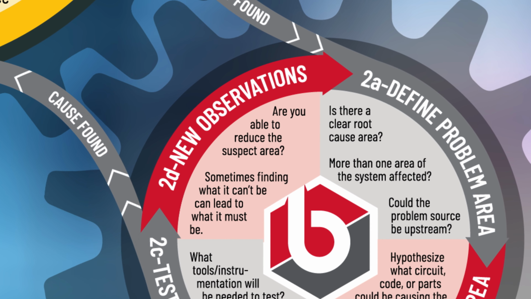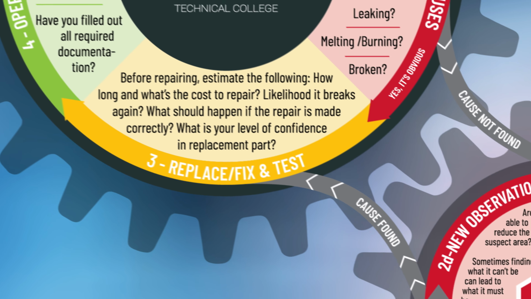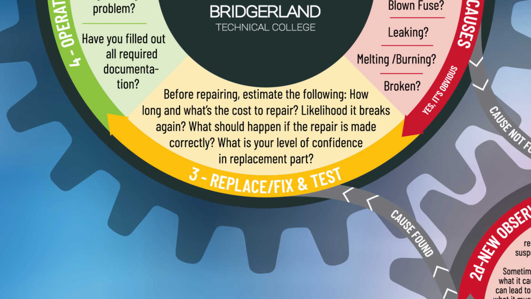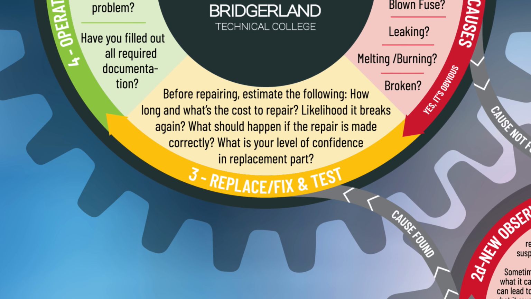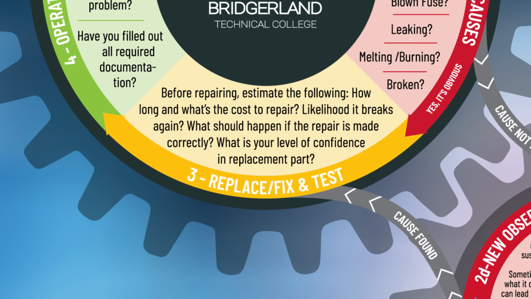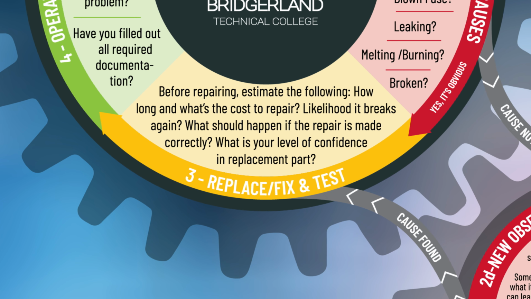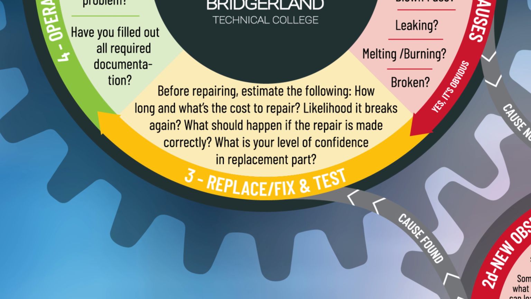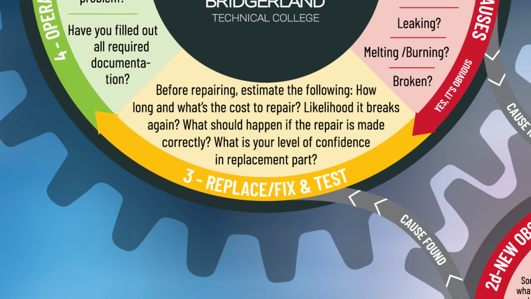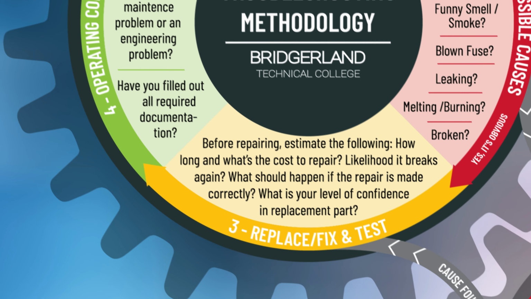Let's assume we took another trip around the second wheel and finally found the cause of the problem. Part 3 covers replacing and fixing the problem. Before repairing, estimate the following. How long will it take, and what is the cost to repair? What is the likelihood it will break again? What should happen if the repair is made correctly? And what is your level of confidence in the replacement part? If it makes sense to fix the part after asking these questions, you have the necessary skills and can safely complete the task, you can proceed.